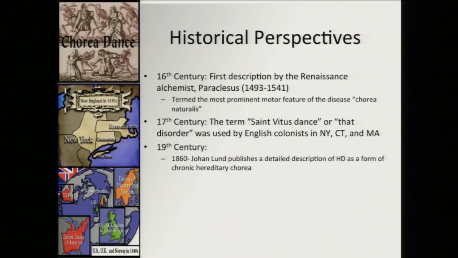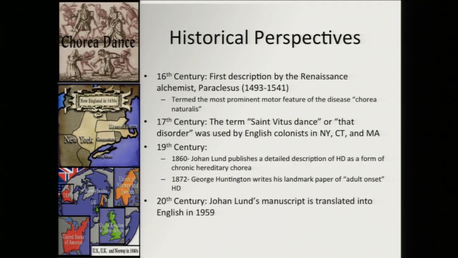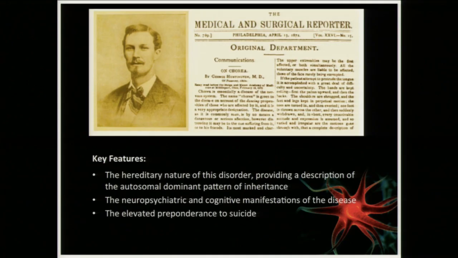And in the 19th century, Johann Lund, in 1860, publishes his first detailed description of this disease. And he actually is one of the first to describe it as being hereditary. Then in 1872, George Huntington wrote his landmark paper about adult onset Huntington's disease. What's interesting about all of this is it's not until the 20th century, 1959, that poor Johann Lund actually gets a little bit of credit for his observations. So we'll ignore that fact and head to the landmark paper that George Huntington wrote.